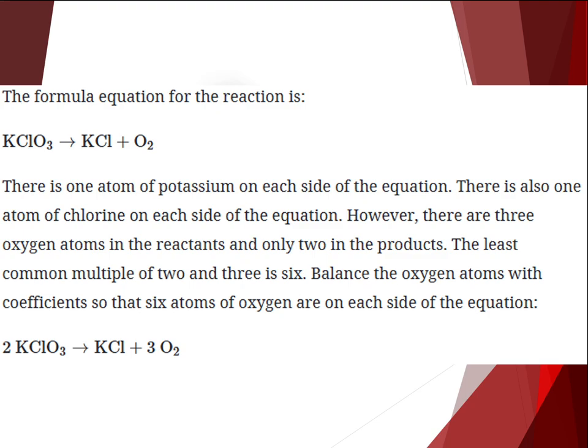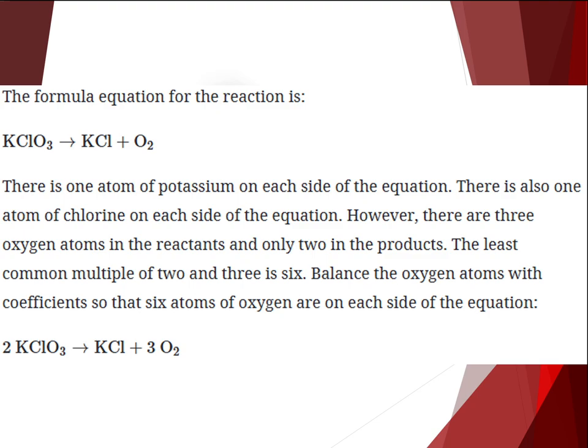So there is 1 atom of potassium on each side of the equation. There is also one atom of chlorine on each side of the equation. However, there are 3 oxygen atoms in the reactants and only 2 in the products. The least common multiple of 2 and 3 is 6.